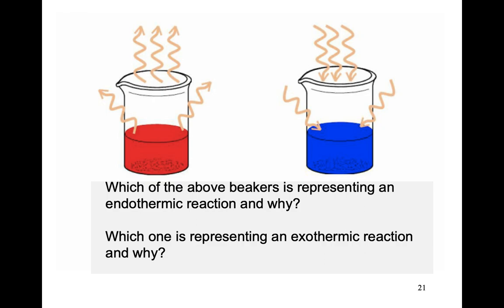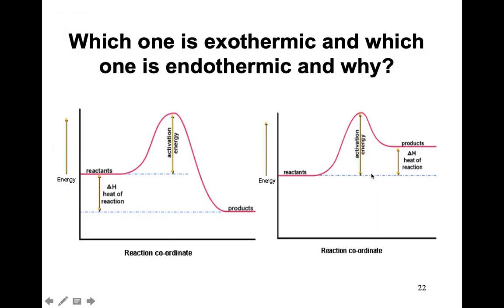Jeepers, which beaker is endo and which one is exo? Well, the red and the blue might give you a hint, but don't always go by the colors. Look what's coming out. Energy is coming out. That must be, energy out is exothermic. And here, look, the energy is going in, and it's endo. Energy out, exo, feels hot. Endo, energy in, feels cold.